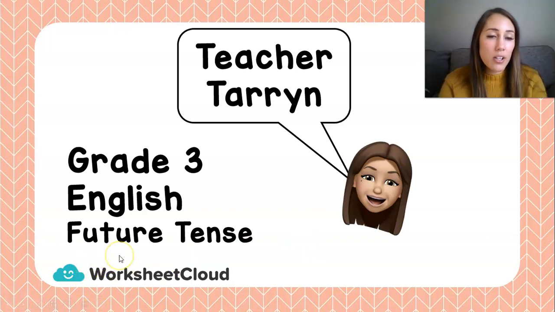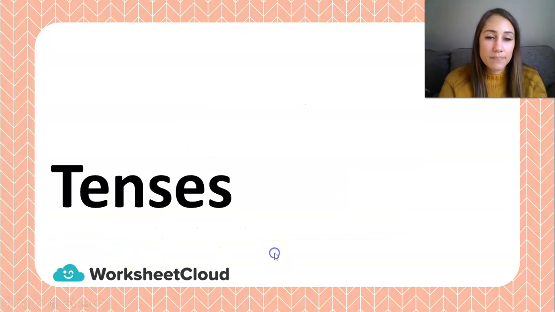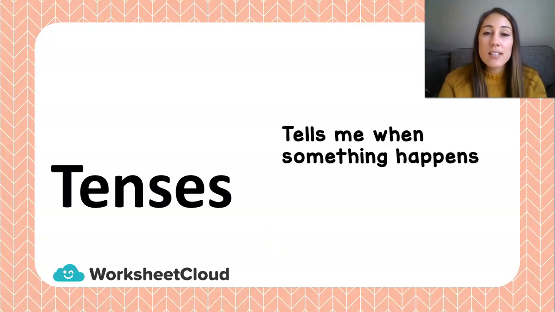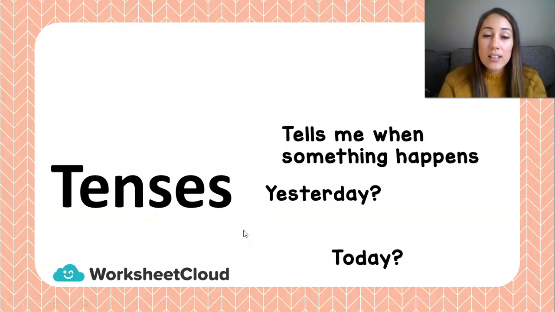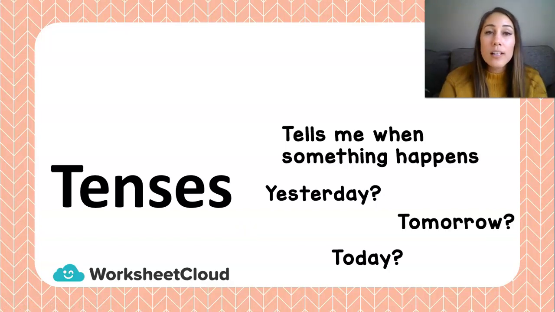And today we are going to have a look at future tense. Now, we have looked at tenses before, and tenses tell us when something happens. It tells us when an action takes place. So, did it happen yesterday? Is it going to happen today, or is it busy happening today? Or is it going to happen tomorrow? But that could also be next month or next year. It could be last month or last week or last year. So when in time did something happen?